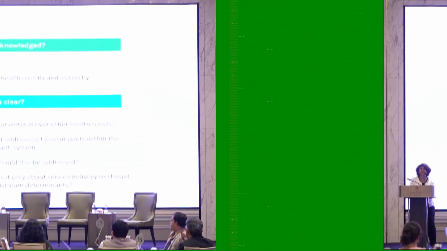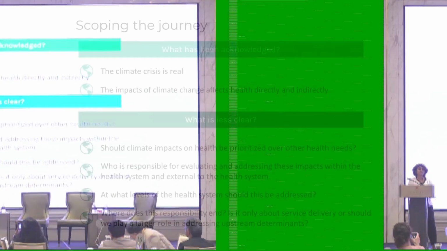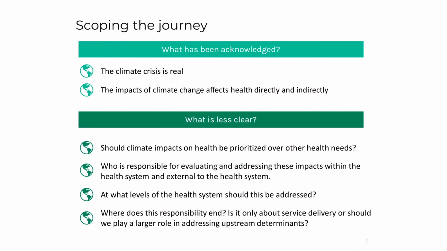Okay, so the climate crisis is real, and the impacts of climate change on health, both directly and indirectly, are well understood. What's less clear is, should climate impacts on health be prioritized over other health needs? And this is especially relevant in countries which have fragile health systems and also the double burden of disease. And secondly, who in the healthcare system is really responsible in addressing these impacts and at what levels?